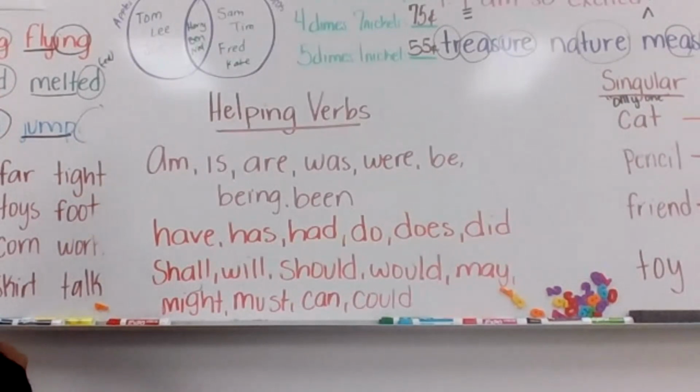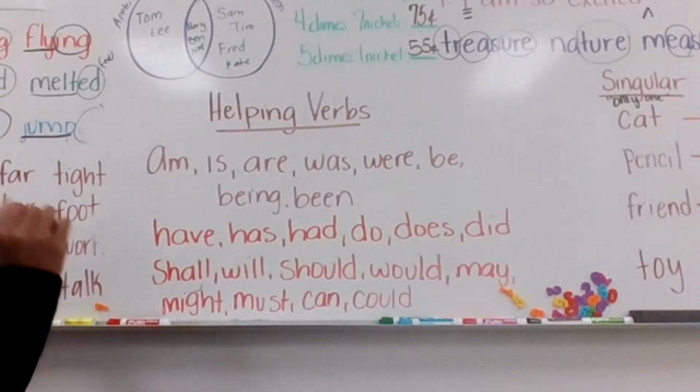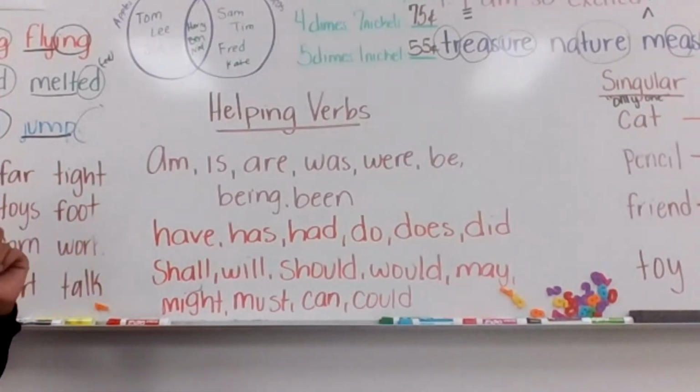Again. Am, is, are, was, were, be, being, been. Have, has, had, do, does, did, shall, will, should, would, may, might, must, can, could. So go ahead, write the whole list. I'll give you a minute or so.